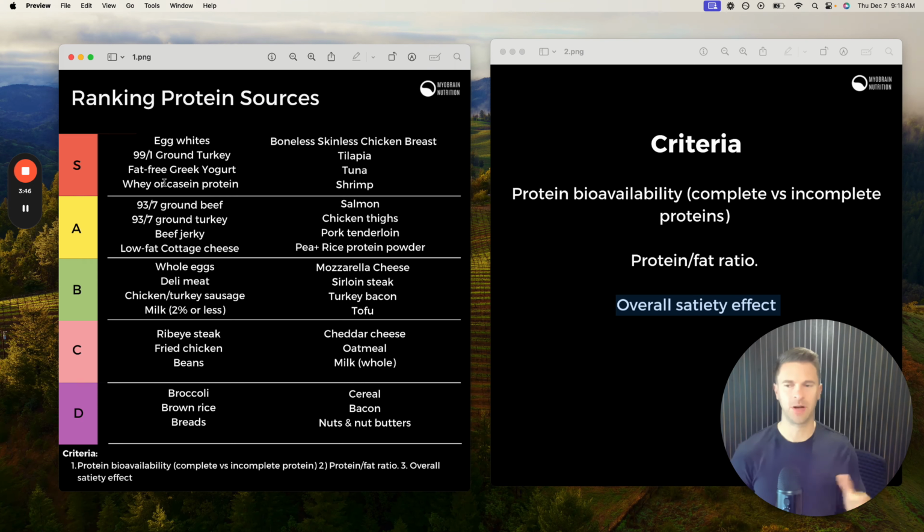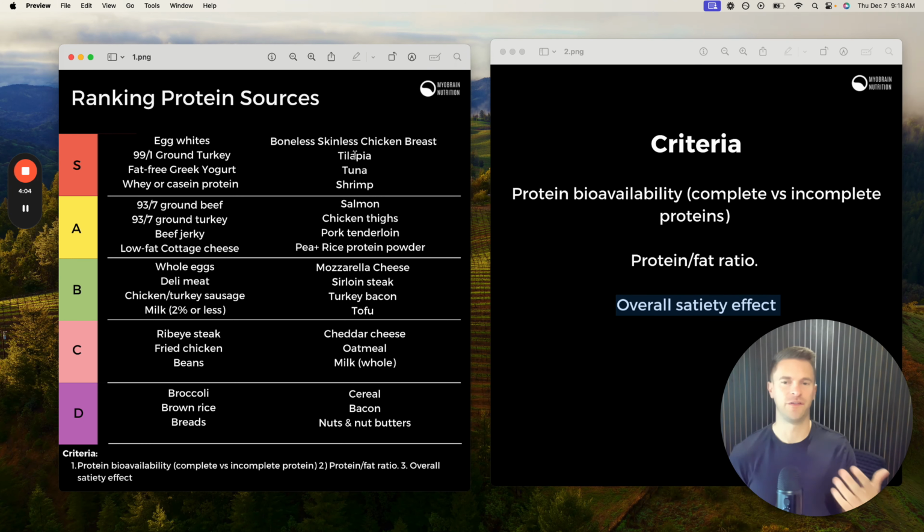That will kind of depend upon the brand, but more often than not, it's going to have just a couple of grams of fat, a couple of grams of carbs. Boneless, skinless chicken breast, the staple of a healthy diet, and then a whole bunch of fish options, tilapia, tuna, shrimp. You could put in another, cod probably fits into here.